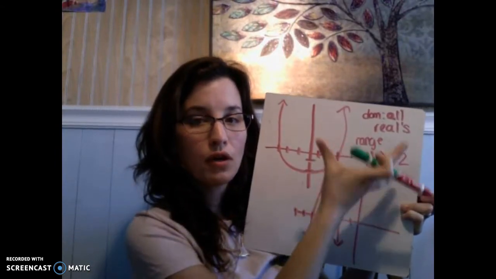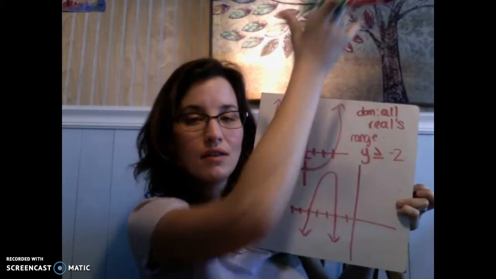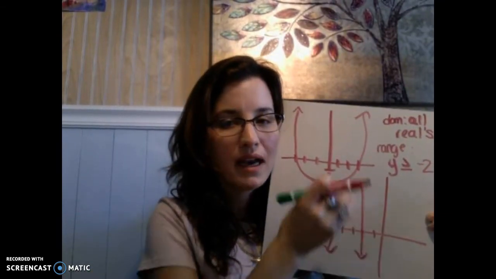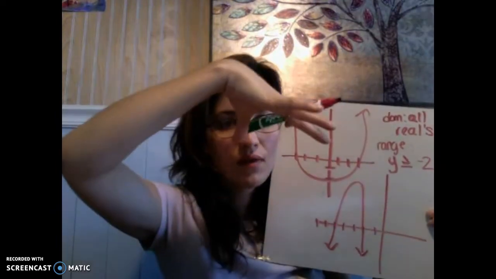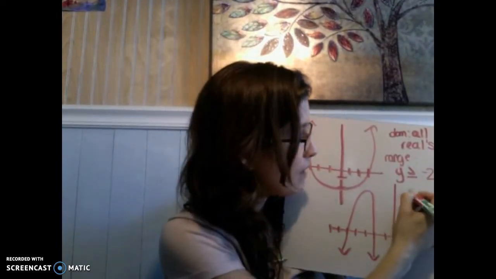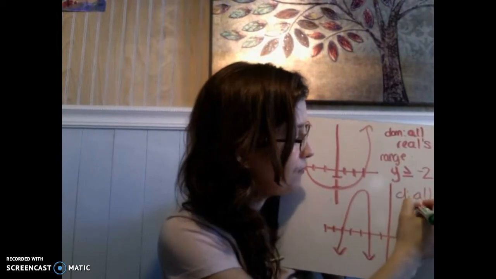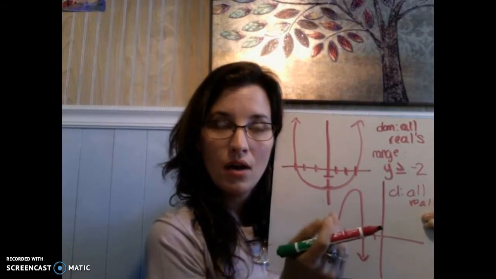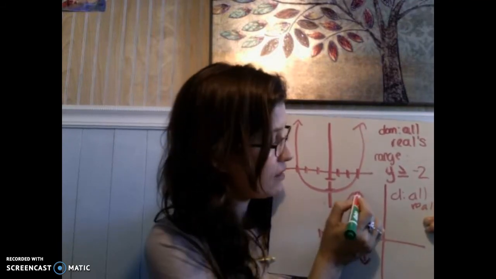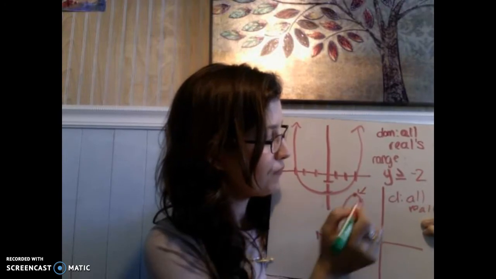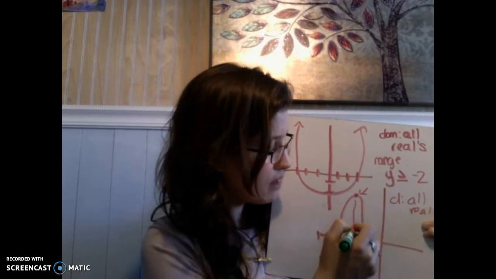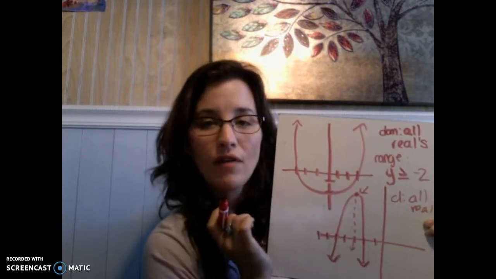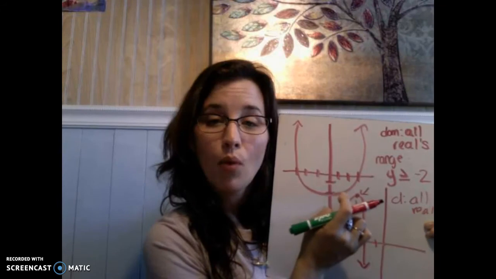My domain is all real because it's going forever right and left and up. Okay? For my next one here, again, anytime it goes up or down, that means it's forever expanding. So again, my domain is all real. My range is what actually has a limit. And in this case, it has a maximum. So that means if it has a maximum, the range is going forever down.